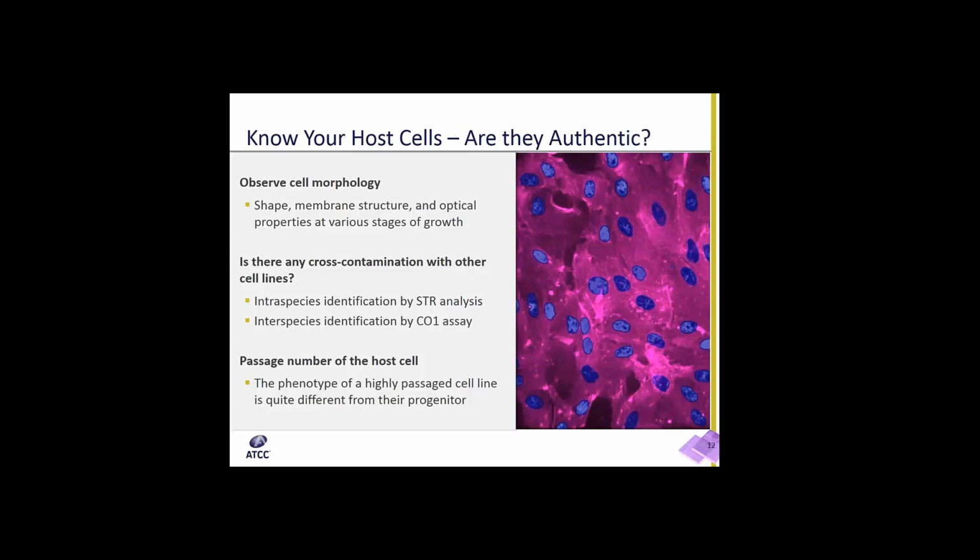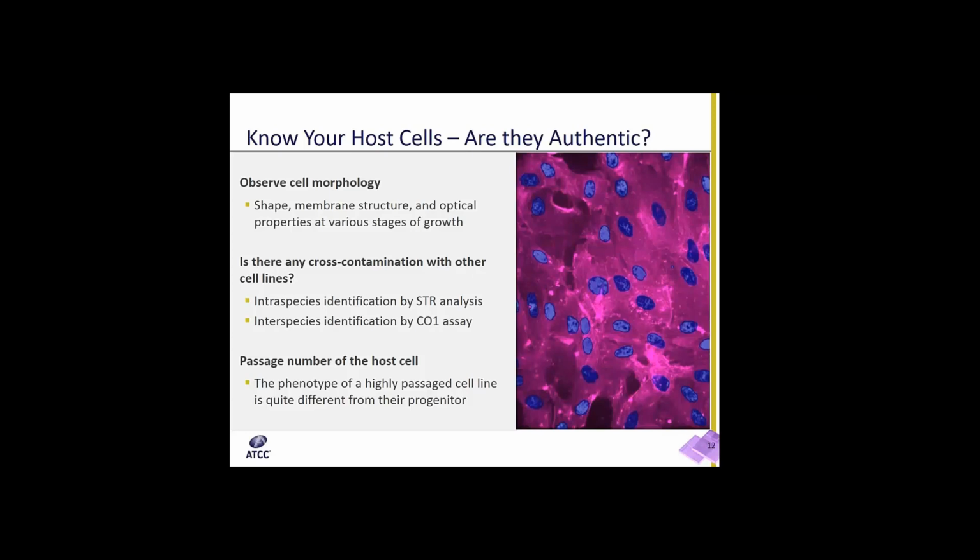One of the most reliable methods is the profiling of short tandem repeats, or STR, which is PCR amplification followed by capillary electrophoresis. STR profiles for all ATCC human cell lines are available on our website and in the catalog descriptions. Interspecies identification is possible by an assay known as the cytochrome oxidase 1 or CO1 assay, which is used as a DNA barcode. The sequence of this gene is remarkably constant within a species but varies substantially from one species to another.